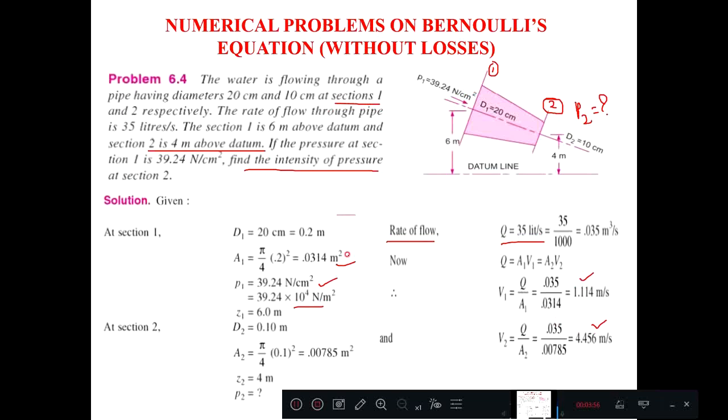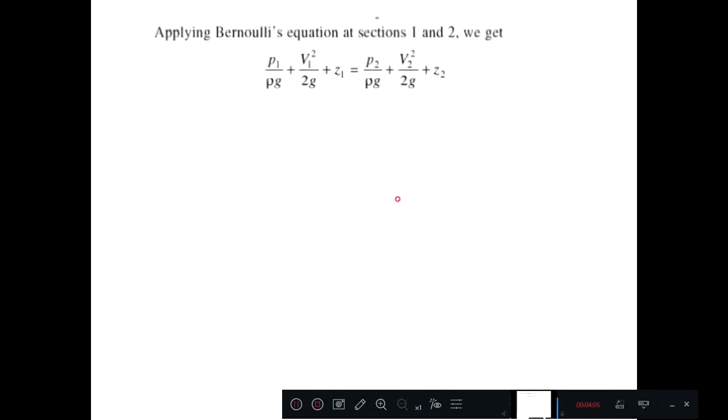So we know V1 and we know the area also. Let us calculate the pressure at section 2, applying Bernoulli's equation at section 1 and 2. At section 1, the total energy gives us the equation P1 by rho g plus V1 square by 2g plus Z1 is equal to P2 by rho g plus V2 square by 2g plus Z2. Okay, this one.